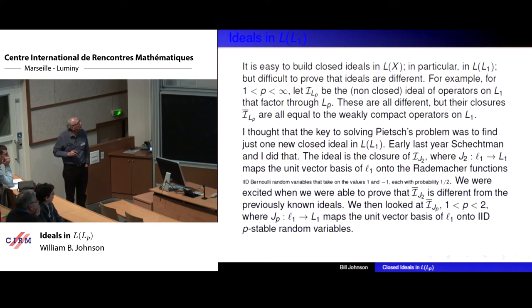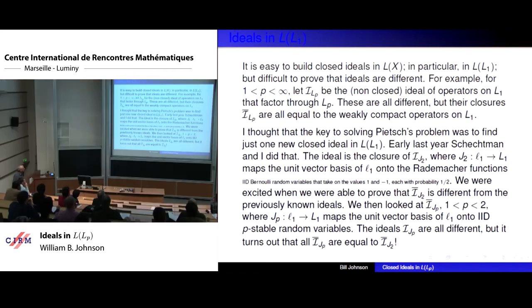You look at a similar thing, but you map the unit vector basis of little l1 not to the Rademachers, not to a Euclidean subspace, but to a copy of little lp. And how do you get little lp in capital L1? You take IID p-stable random variables. Everybody knows this. So these ideals, of course, are different, but as soon as you close them up, they're all the same.